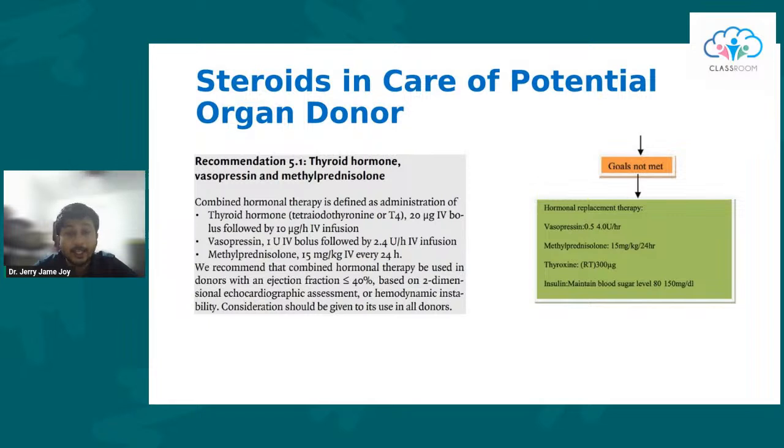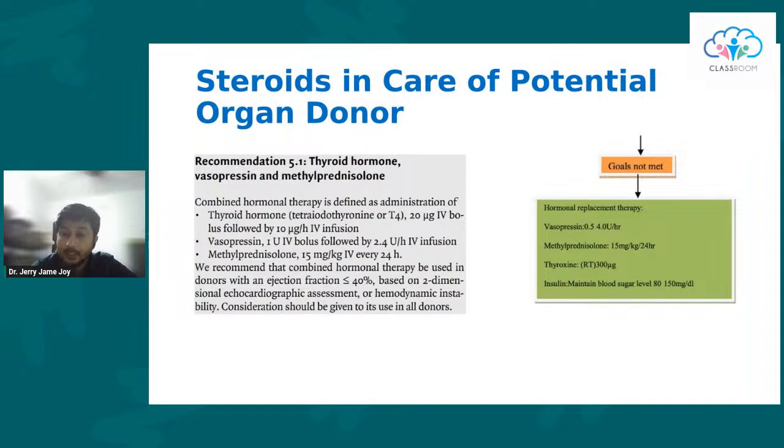So these are the Canadian guidelines. They recommend combined hormonal therapy in donors with an ejection fraction less than 40%, and consideration should be given to its use in all donors. However, it is not a strong recommendation. Not a strong recommendation. The Indian guidelines.